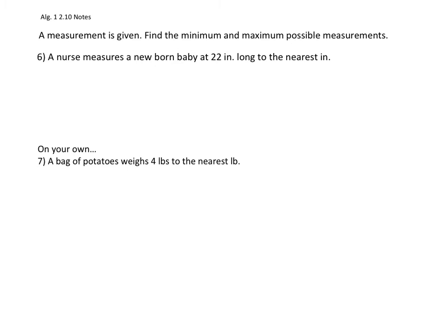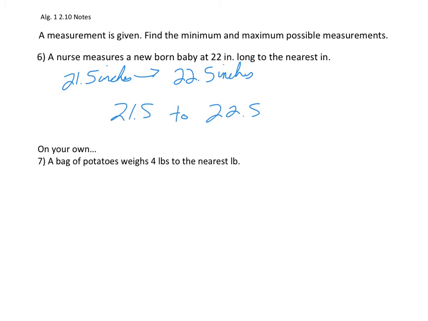Alright, in number 6, we are given a measurement, and we are to find the minimum and maximum possible measurements. So we've got a nurse measures a newborn baby at 22 inches long to the nearest inch. So that baby could really be anywhere from 21.5 inches to anywhere from there to 22.5 inches. Okay, so we would write that basically by just saying 21.5 to 22.5, and that would be fine right there.